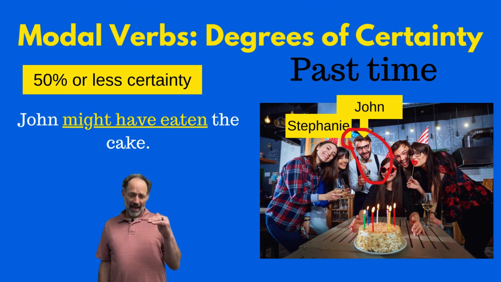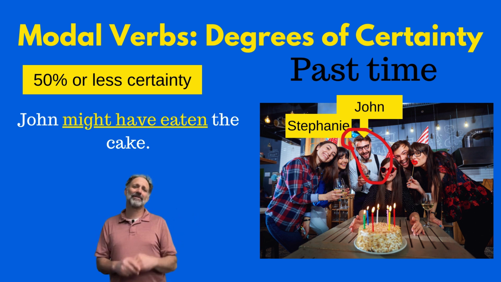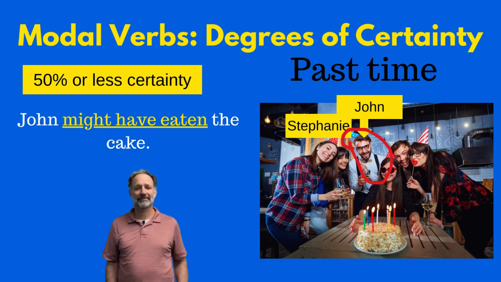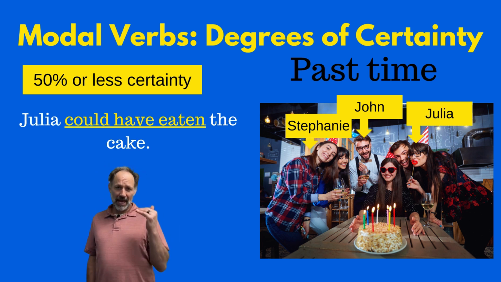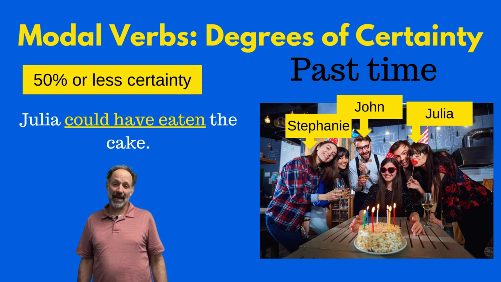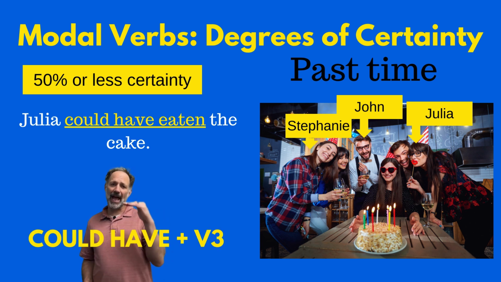I use might have plus the past participle. John might have eaten the cake. Sometimes he does things like that. So I'm less than 50% sure, maybe 50% sure John might have eaten the cake. Another option is could have plus past participle. Julia could have eaten the cake. She was at the party. She does things like this also. So could have plus the past participle to show 50% or less than 50% certainty about a past event.